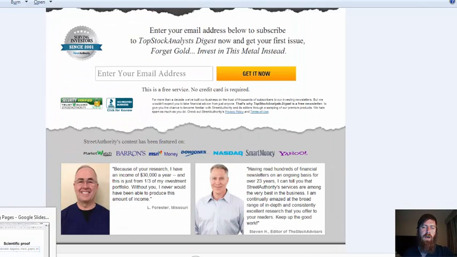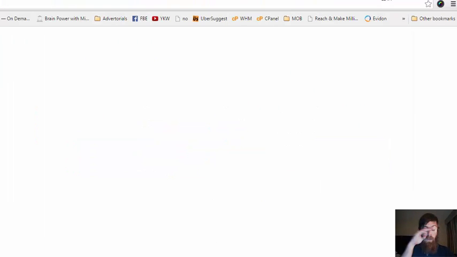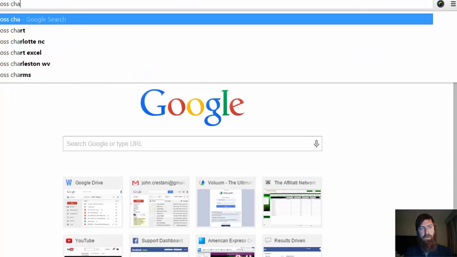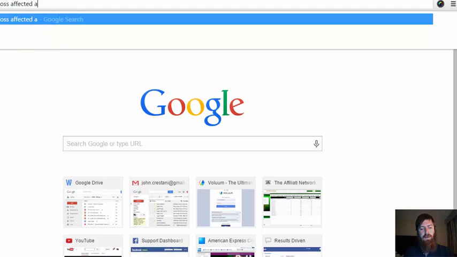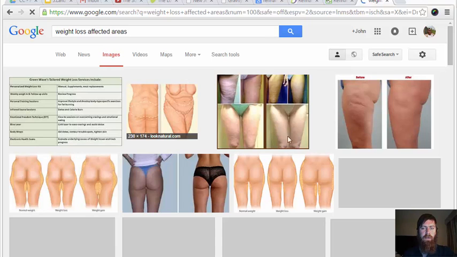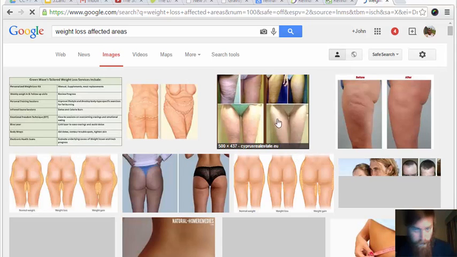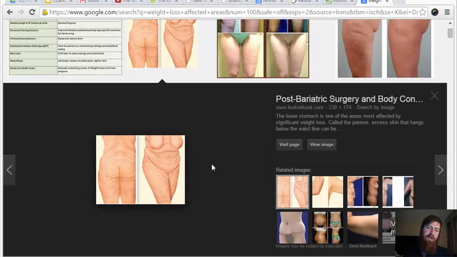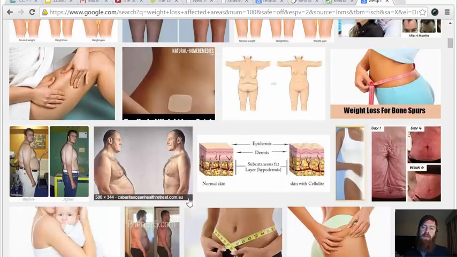Here's some social proof. Let me give you an example of what I mean, though. Weight loss chart, weight loss affected areas. Let's see, so here's a good one. If maybe just next to this you said, these are the areas where our diet pill works the most, that would be effective.